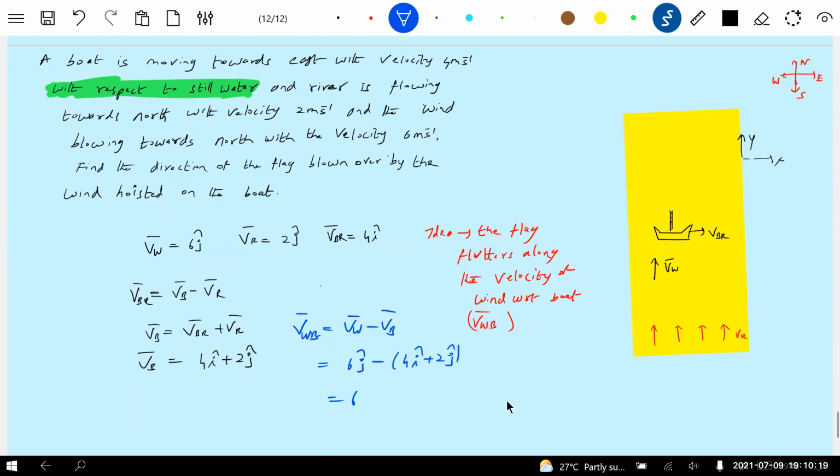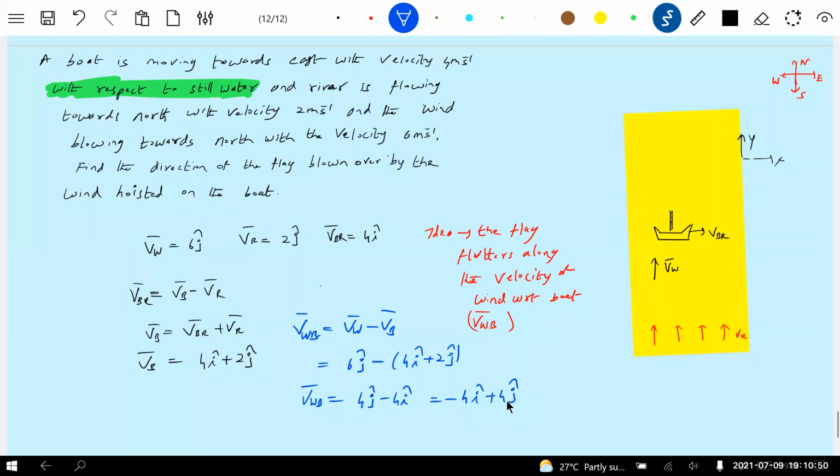6j minus 2j will be 4j, minus 4i cap plus 4j cap. So VWB bar is minus 4i cap plus 4j cap. So how does the flag flutter? Northwest. Minus i cap plus j cap is there, no? The flag should flutter here.